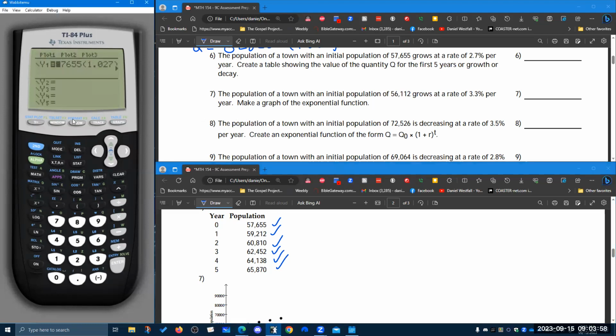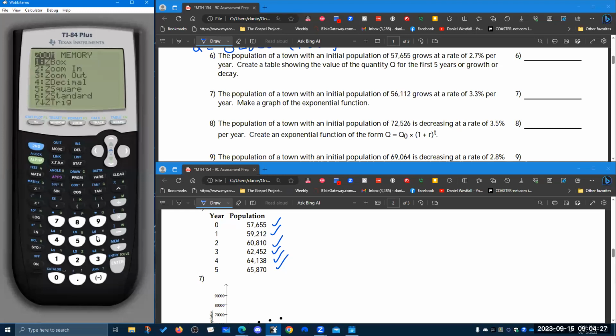So now they want us to graph an exponential function. Again, we're going to use the calculator for this. The original population is going to be 56,112, and it's going to grow at a rate of 3.3% per year. So that's 1.033. We're going to raise that to the X.